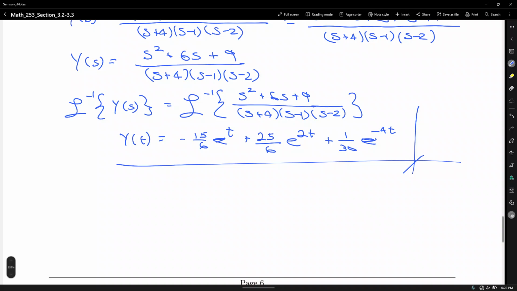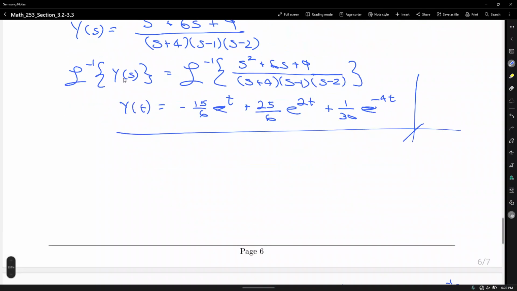All right. It seems like this was the last example, right? So let's call it for the section, okay?